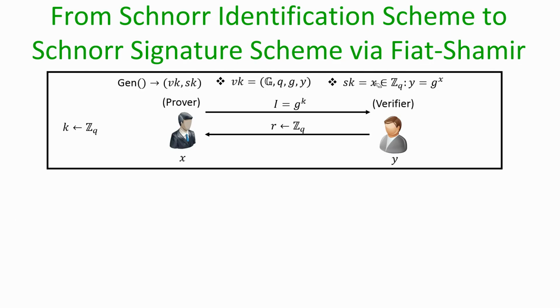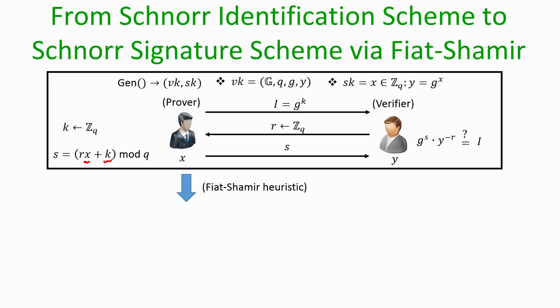The prover in the identification scheme wants to prove that it knows the discrete log x. So, to prove that, it commits a randomly chosen value k by submitting g to the power k. The verifier throws a random linear combiner little r, and the prover has to come up with the response s, namely a linear combination of the discrete log x and the value k which it has committed. And to verify, the verifier checks whether g to the power s multiplied by y to the power minus r is equal to the commitment of the prover or not.